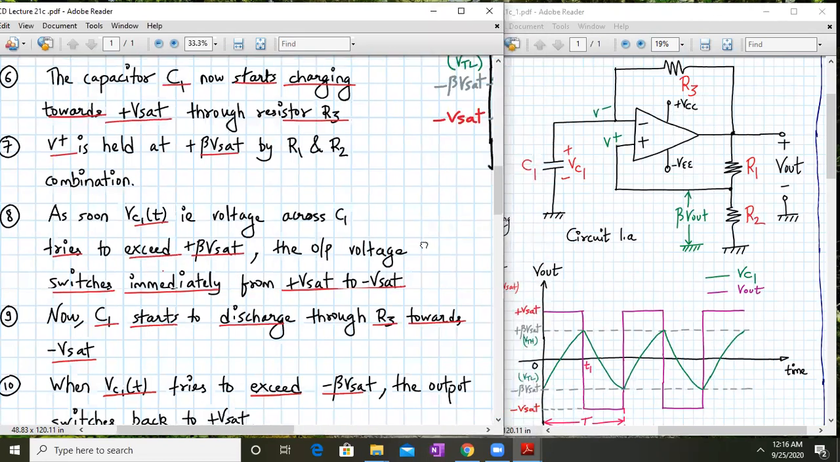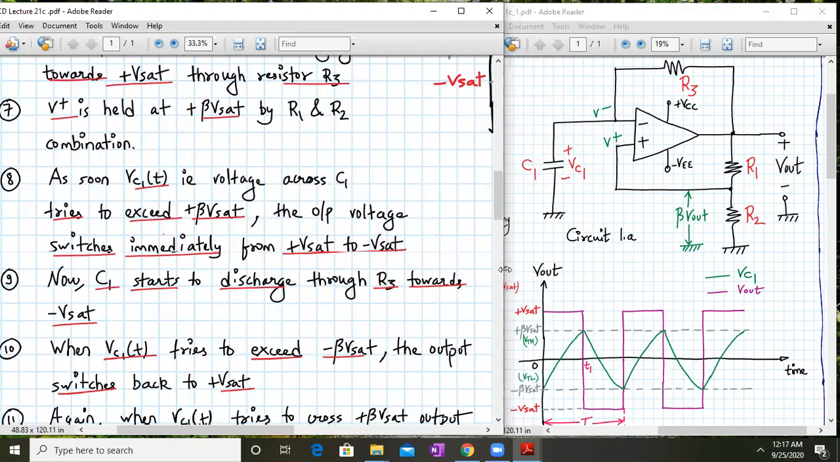Fine. So right now the situation is V out is at plus VSAT, V plus is at beta VSAT, and whenever the capacitor voltage tries to cross beta VSAT, the output will switch. Basically, whenever V plus is at beta VSAT and V minus is also trying to reach beta VSAT, the output will immediately switch. V plus and V minus cannot be at the same potential. Whenever they come very near to each other, the output will switch state. So that is what will happen.